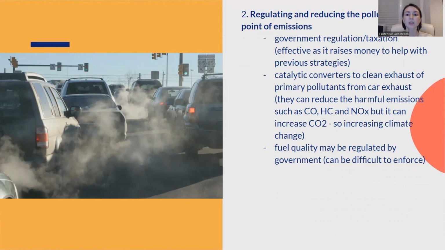Next, catalytic converters to clean exhaust of primary pollutants from car exhaust. So it can be some filters or something else. And the last one, fuel quality may be regulated by government, but it can be difficult to enforce. It depends on the price of this fuel, and sometimes a country uses cheaper fuel because it is just cheaper and it is easier to buy.